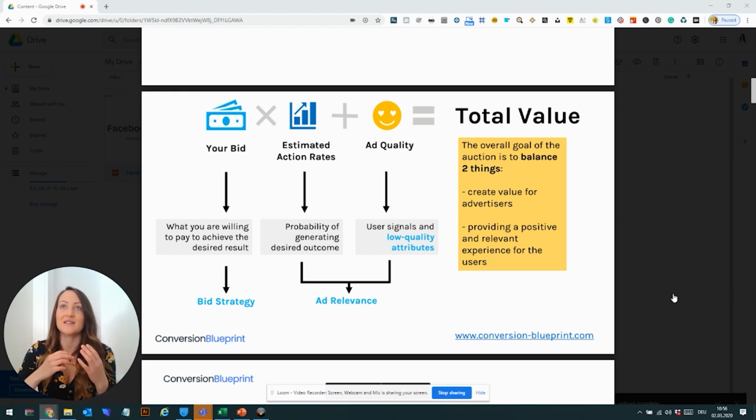Now you can do things to influence that. The fastest and easiest thing is to work with your bid and to adjust your bid strategy. The other thing is to increase your ad relevance. So work on your quality and on your relevance. We're gonna go through all of these 3 criteria now in detail so that you really know what you need to do to win an auction.